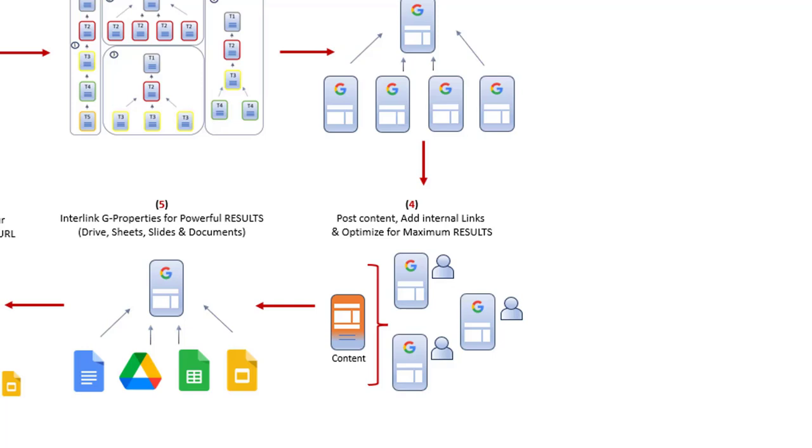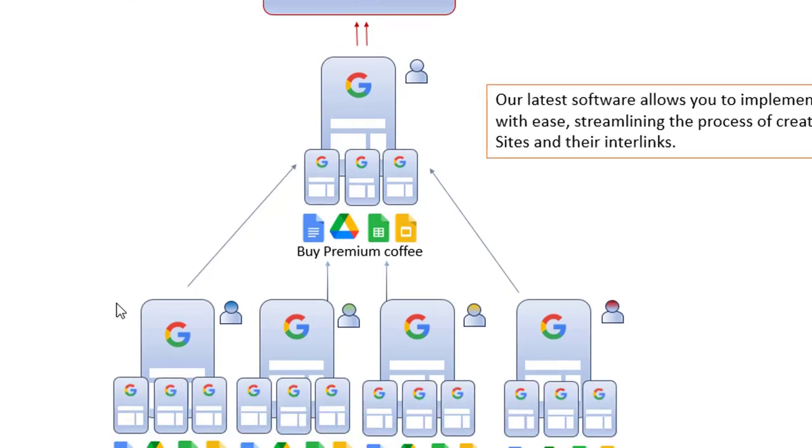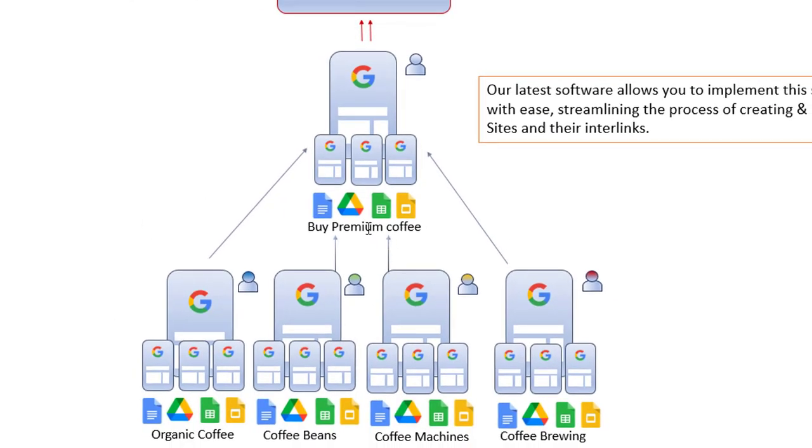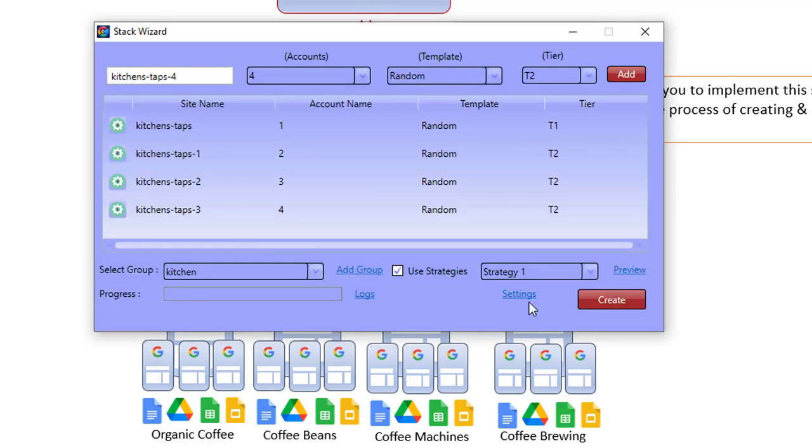And this is exactly what I tried to mention down here. We're looking for not only the authority being stacked down and passed down, but we're also looking for the topical relevancy as well. So as you can see, we've got premium coffee, organic coffee, coffee beans, coffee machines, and this is the kind of structure that I'm going to be building my Google sites around.